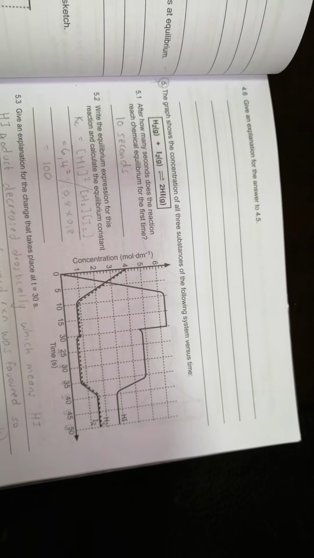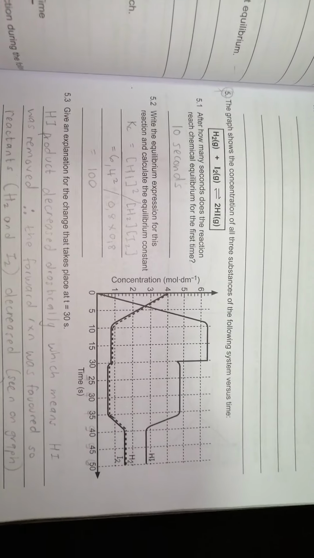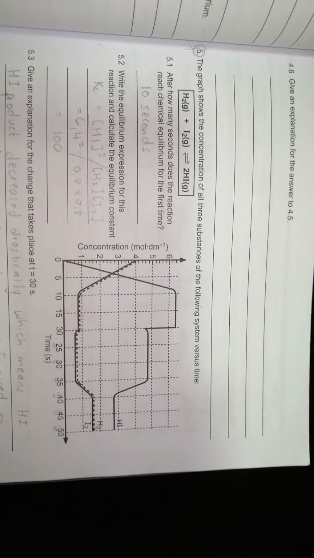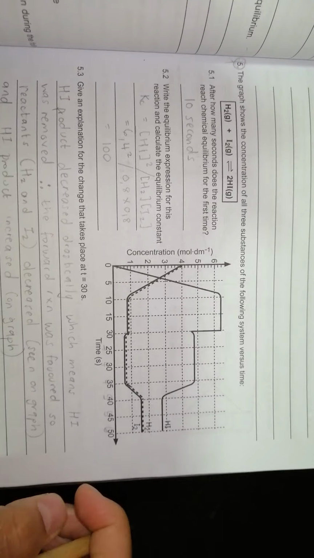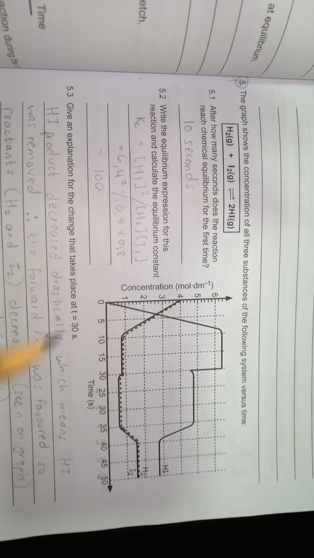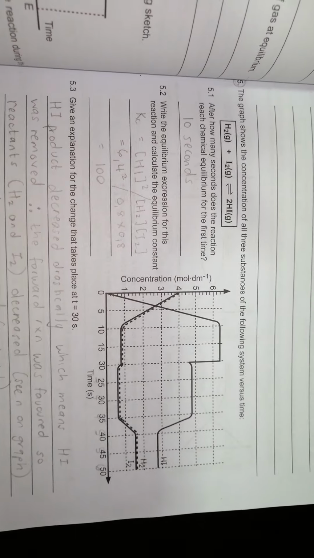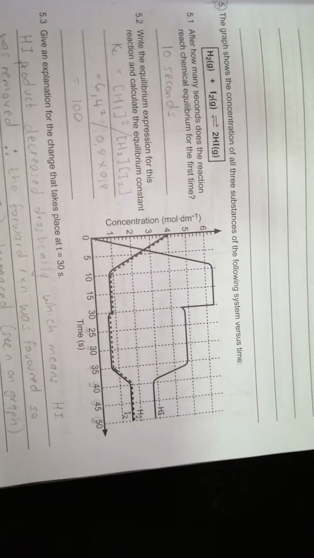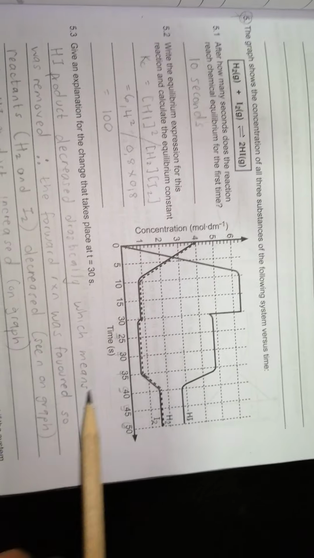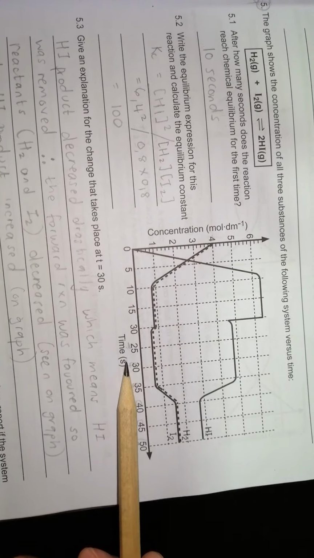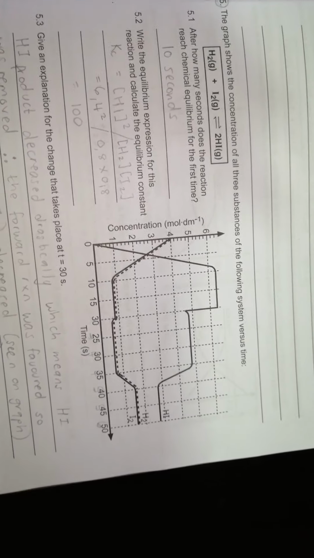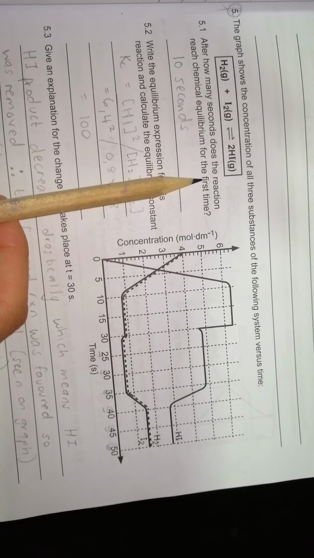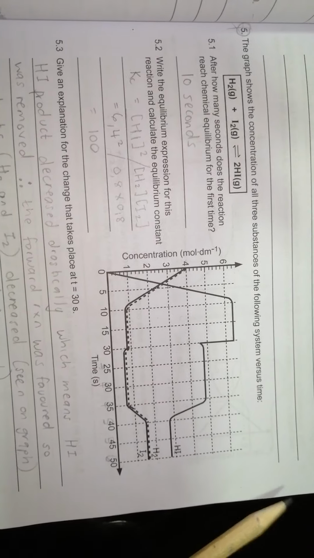Right, let's move on now to question number 5. It says here, the graph shows the concentration of all three substances of the following system versus time. You have the reaction hydrogen plus iodine giving you hydrogen iodide. Again, first make sure you know what graph you're looking at, and here we're looking at a concentration versus time graph. So make sure you establish that first before you carry on. Right, it says 5.1, after how many seconds does the reaction reach equilibrium for the first time?